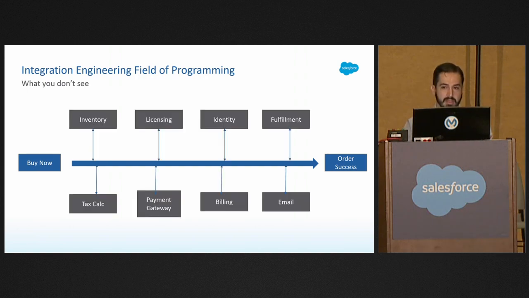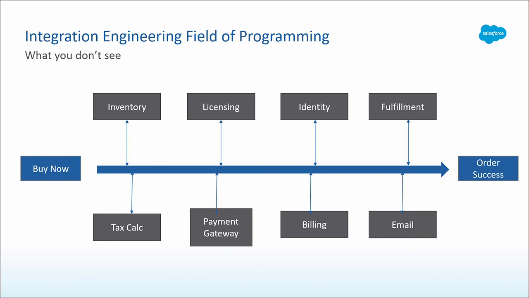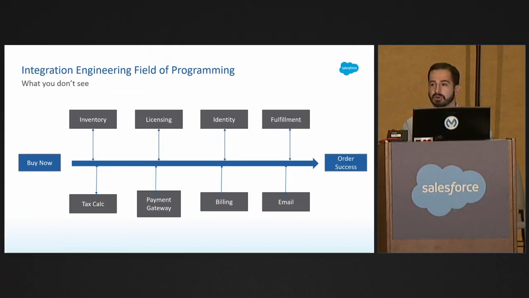However, what you don't see is what's happening behind the scenes in that short period of time. If you're purchasing a physical product, we first check in our inventory systems to make sure that we have it on hand. Depending on where you're purchasing from, we have to calculate your taxes. We take your credit card information and we send it to our payment gateway to make sure that it's a valid credit card and that you have sufficient funds. We create a license for you in our licensing system so that you can access the product.